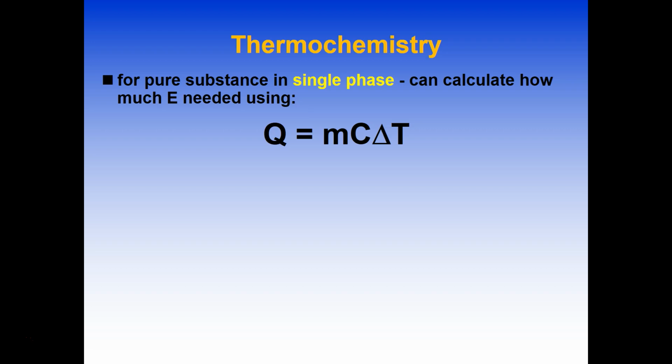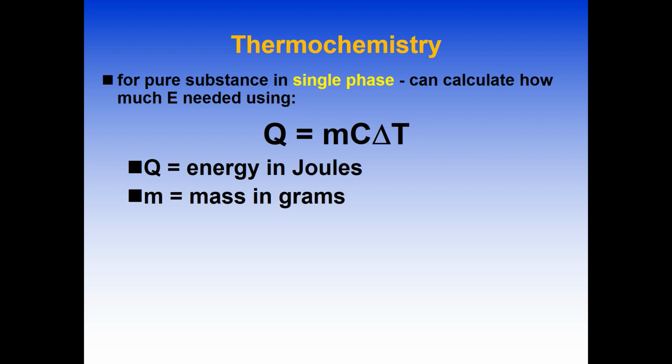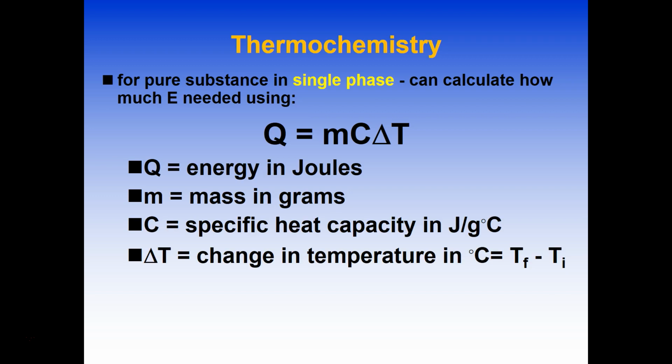I know that seems really overwhelming at first, but once you know what the letters stand for, it's a really easy equation to use. So Q equals our energy in joules. So anytime a question is asking you to solve for energy, Q is what you are solving for. M, makes perfect sense, is our mass in grams. C is our specific heat capacity in joules per gram degree Celsius. And delta T is change in temperature.